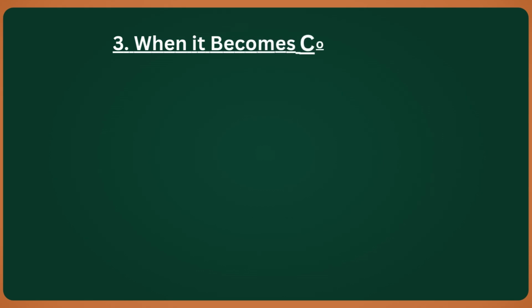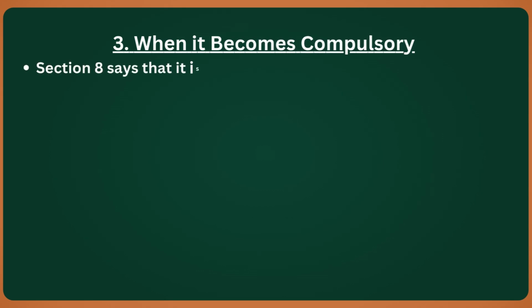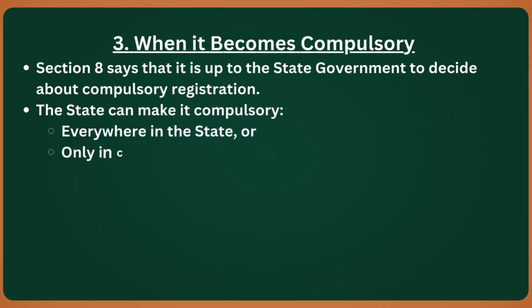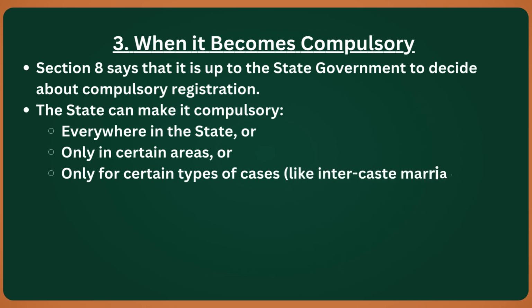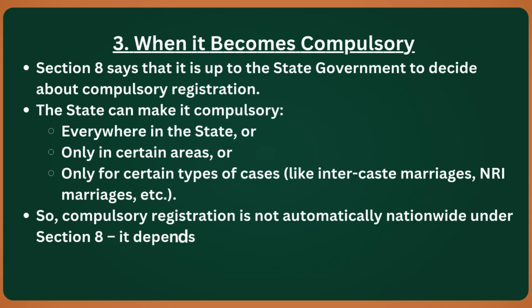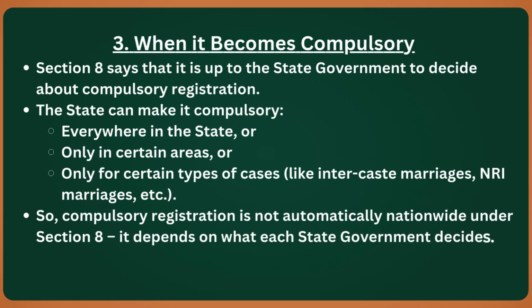When does it become compulsory? Section 8 says that it is up to the state government to decide about compulsory registration. The state can make it compulsory either everywhere in the state, or only in certain areas, or only for certain types of cases, like intercaste marriages, NRI marriages, etc. So, compulsory registration is not automatically nationwide under Section 8; it depends on what each state government decides.